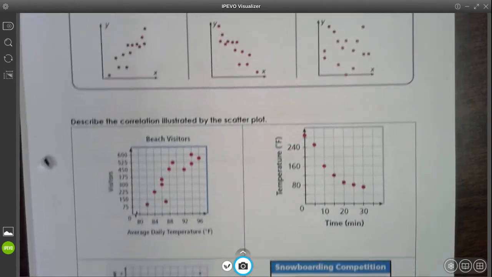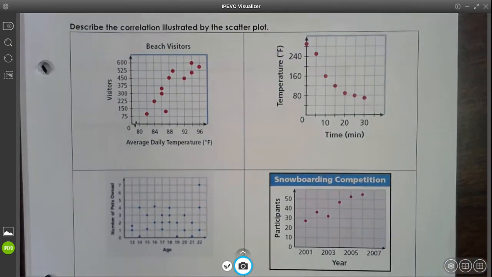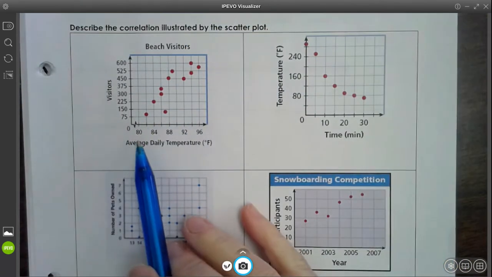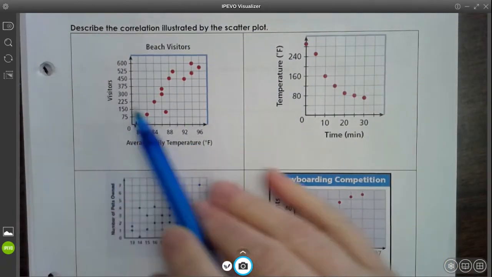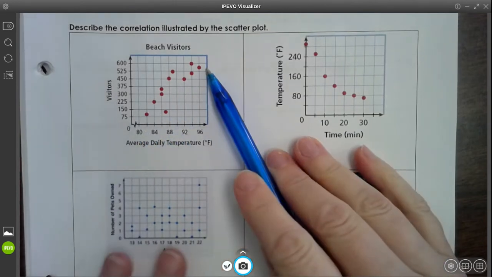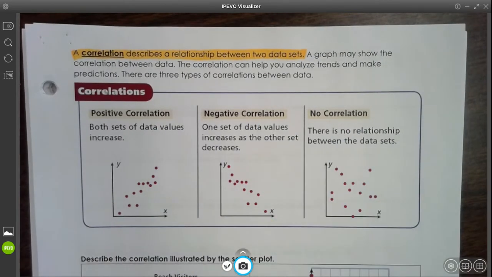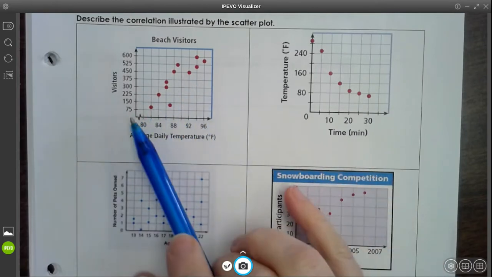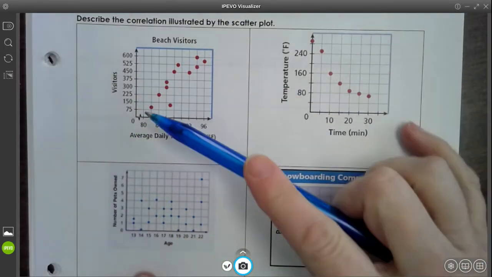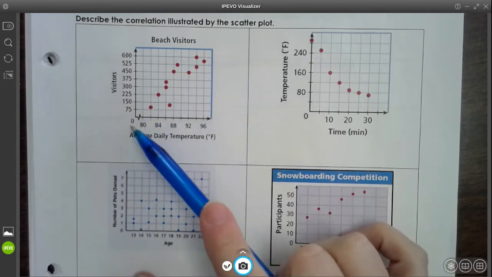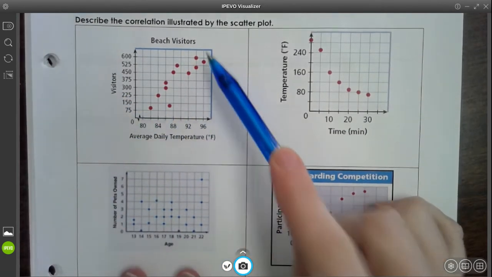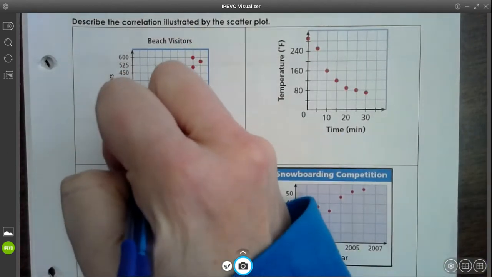Okay, so the next part says describe the correlation illustrated by the scatter plot. So the first one is about beach visitors, okay, average daily temperature and visitors. Okay, it actually doesn't even really matter what this is about. We're just trying to say, is it positive, negative, or no correlation? Okay, so this one, as you can kind of tell, as temperature increases, number of visitors increase, and that makes sense because the warmer it is, the more people want to go to the beach. So you can see this is kind of an upward trend, so we're just going to say that that is positive.